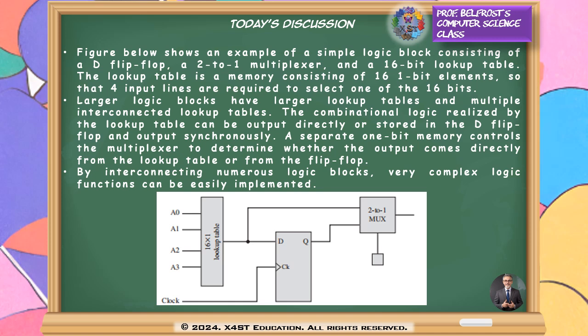Larger logic blocks have larger lookup tables and multiple interconnected lookup tables. The combinational logic realized by the lookup table can be output directly or stored in the D flip-flop and output synchronously. A separate 1-bit memory controls the multiplexer to determine whether the output comes directly from the lookup table or from the flip-flop. By connecting numerous logic blocks, a complex logic function can therefore be easily implemented.